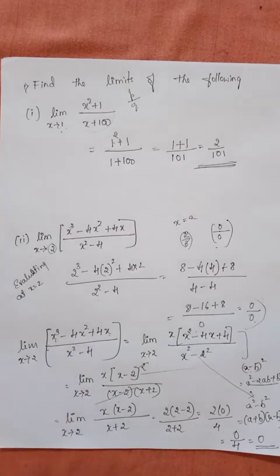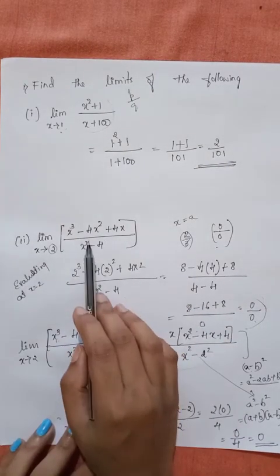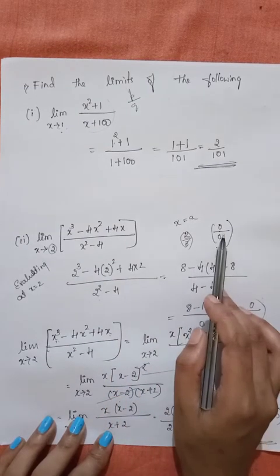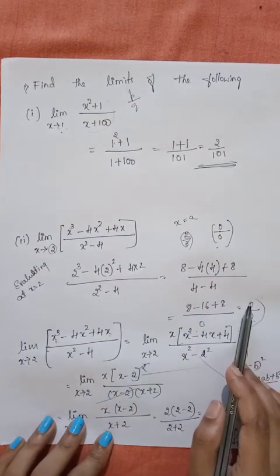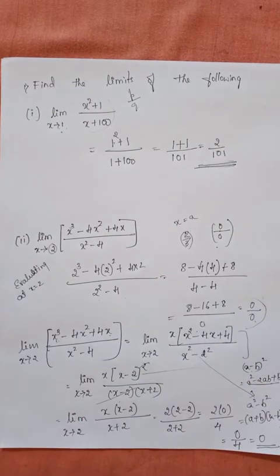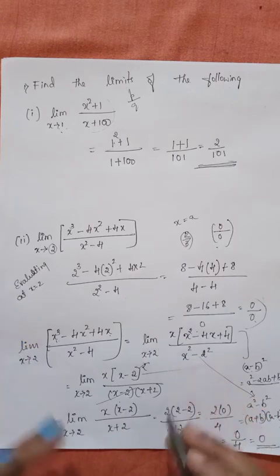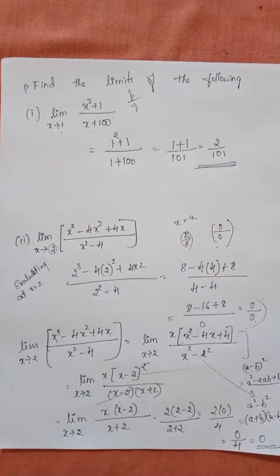Why we have done this method is because when we directly applied x is equal to 2 without simplifying, we got it in the 0 by 0 form. So when we get 0 by 0 form, we cannot proceed with that form. So what we do? We just simplify the things. That is, we simplified the numerator, we simplified the denominator, and then we applied x is equal to 2. Similarly, we'll solve some more questions.